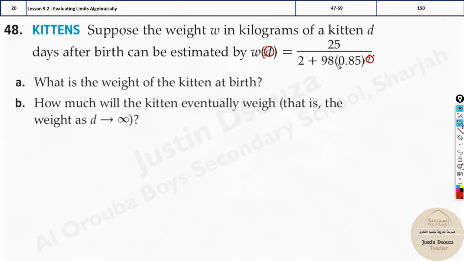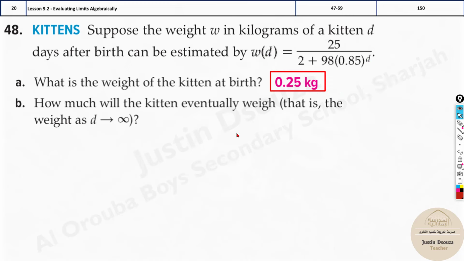For the limit over here, just substitute this as 0, put it in the calculator, you will get the answer. So now what happens is when you put 0, this entire thing becomes 1, because anything raised to the power 0 is 1. So it'll be 25 divided by 2 plus 98 times 1, which is 98. It'll be 25 by 100, that is 1/4. So this is in kilograms, yes, it's in kilograms. It's 1/4 kilogram or 0.25 kg.